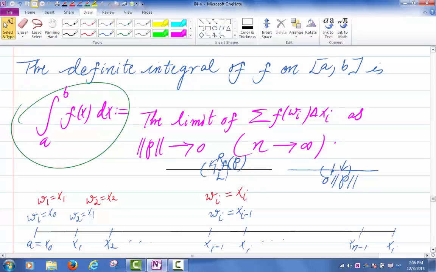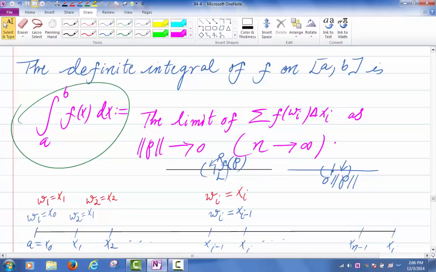So let me be more precise. What do I mean by this limit? This is what I mean. Let's say the value of the definite integral is L. So what does it mean to say that L is the limit of the Riemann sum as the mesh of the partition goes to 0? Is my question clear? What does it mean to say the number L, I'm just using a letter, number L is the limit of the Riemann sum? What does it mean to say that? Well, this is what it means.